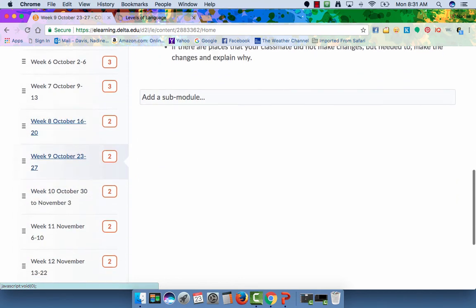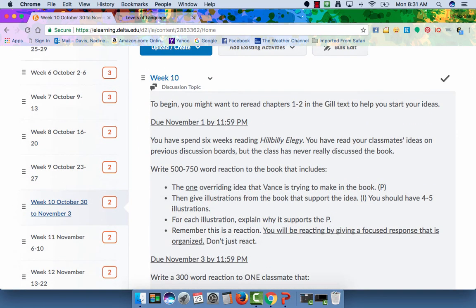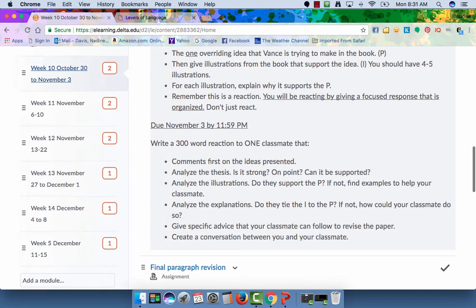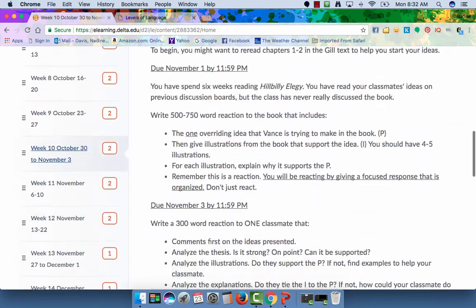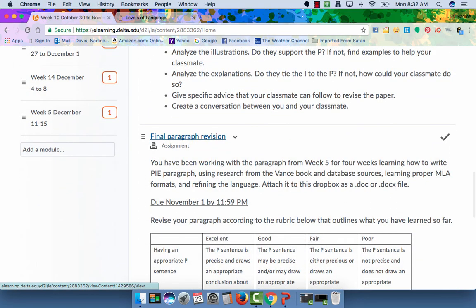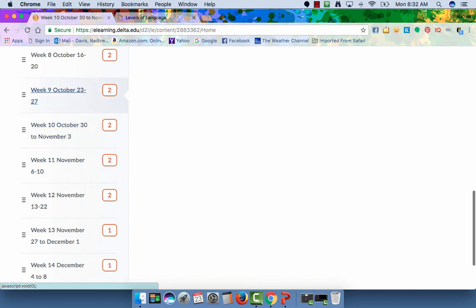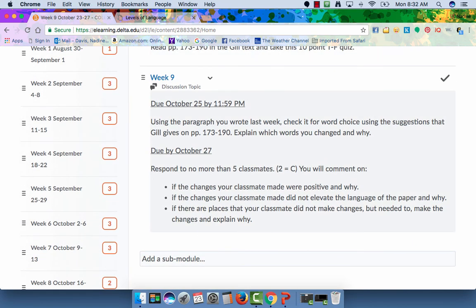Because next week, I believe, you are going to take that paragraph and it's going to be expanded into a paper. And you're going to be turning in your final paragraph revision. So take the time this week to revise that paragraph to the best state that you can possibly do. Okay? If you have any questions, you know where to find me.